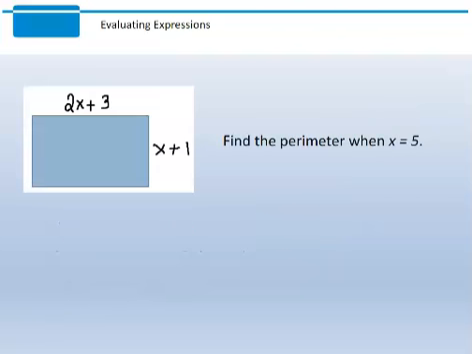Let's try another one. This one is perimeter. Remember, that also means that this is x plus 1, and that's 2x plus 3. So go ahead and add up all of those wonderful sides. See if you can get the perimeter when x equals 5. Your answer should be 38.